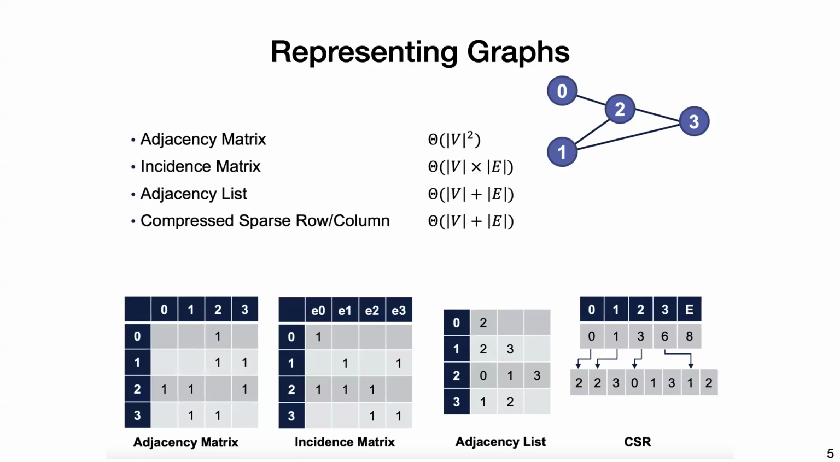Then these sparser representations: the adjacency list takes space V plus E, and CSR and CSC, which is the column form, also take space proportional to V plus E. For sparse graphs, E is usually much less than V squared, so we prefer these representations because they can save a lot of space.